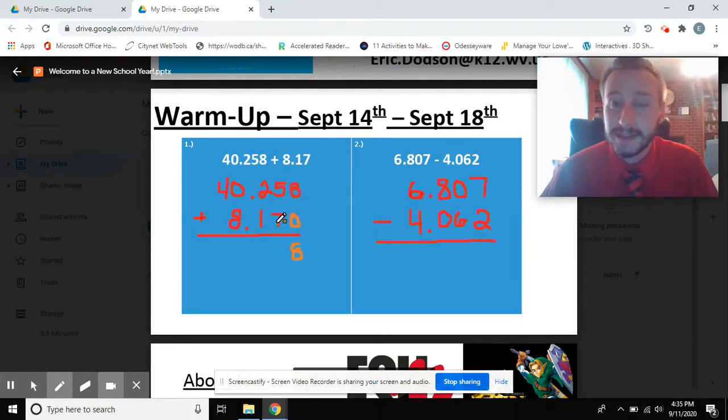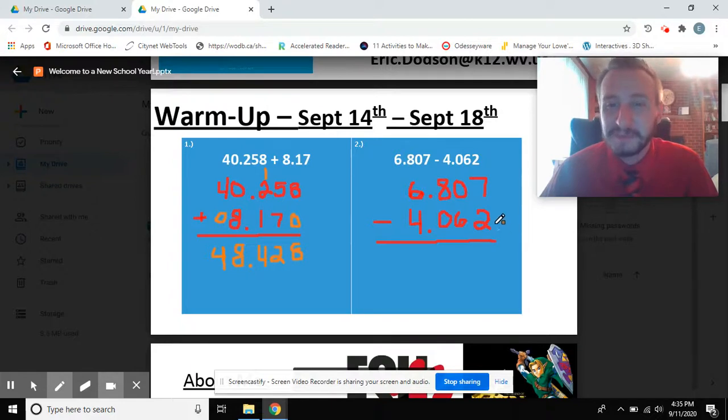5 plus 7 is 12, so you put a 2 here and a 1 up top. 1 plus 2 is 3. 3 plus 1 is 4. Go ahead and bring down your decimal. 0 plus 8 is 8. And then again, just like over here, 4 plus nothing, or 4 plus 0, is 4. So your answer for the first one is 48 and 428 thousandths.